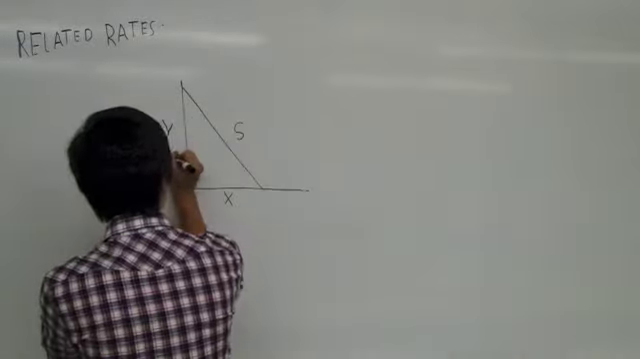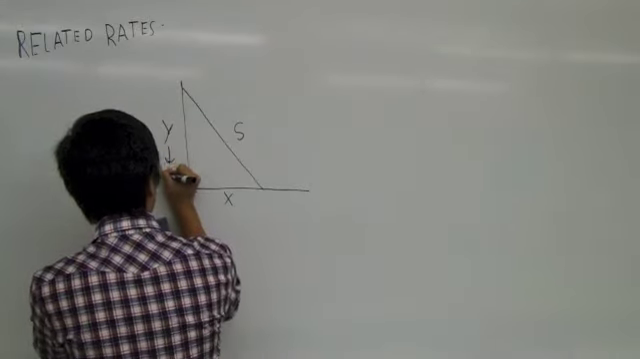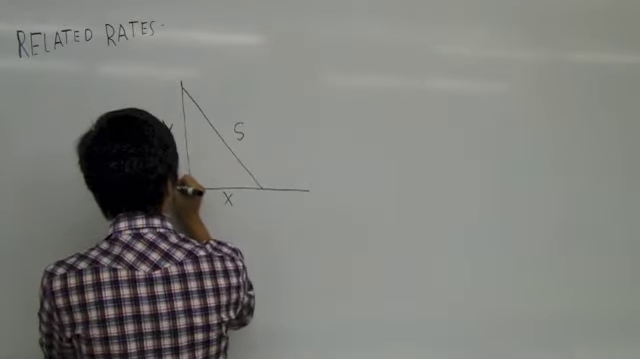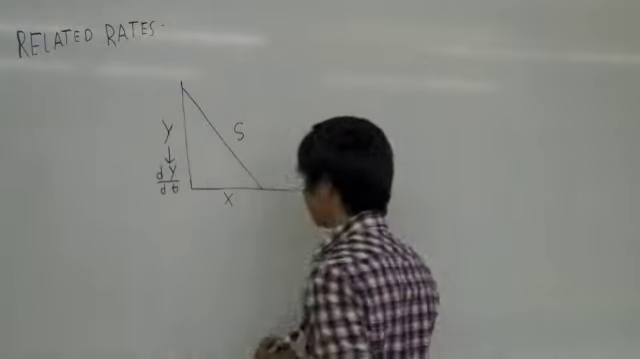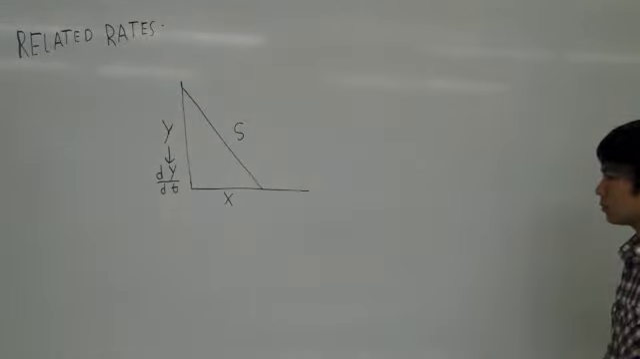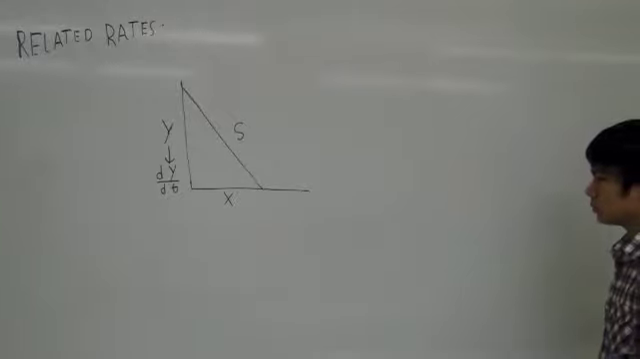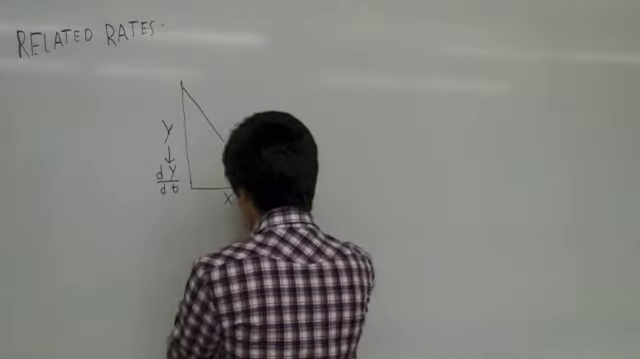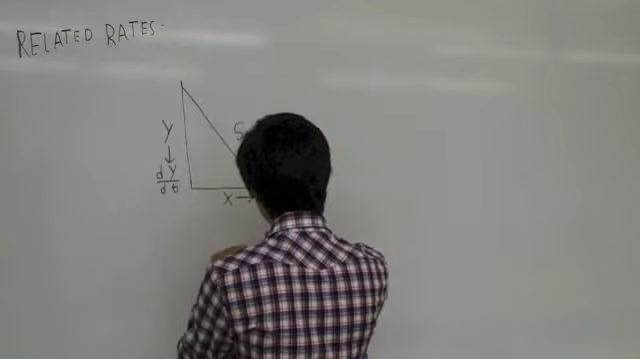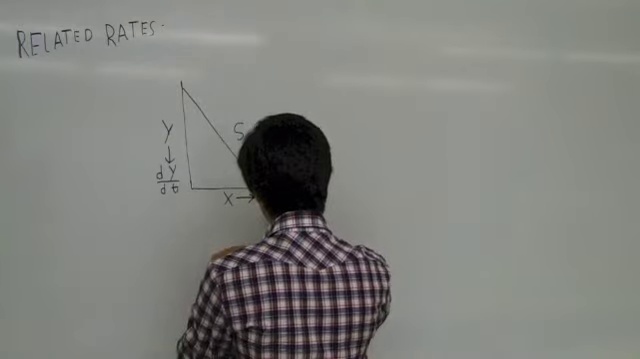So let's say the top of the ladder starts sliding down the wall. The length of the ladder cannot change. So as the top of the ladder slides down the wall, the bottom of the ladder will slide away from the base of the wall. In our diagram, that means side Y is getting smaller and side X is getting bigger, and side S remains constant.